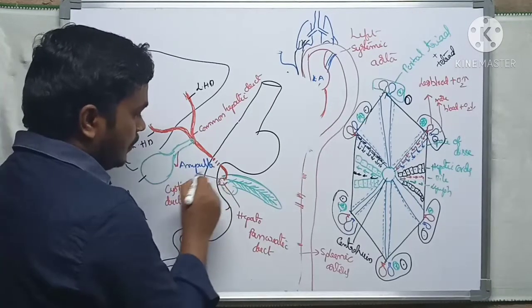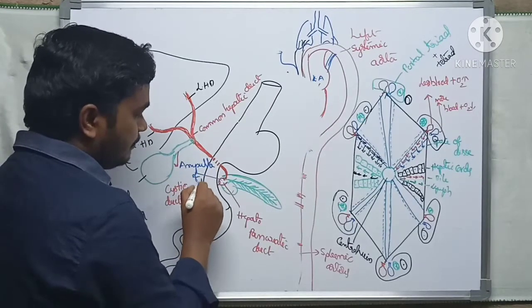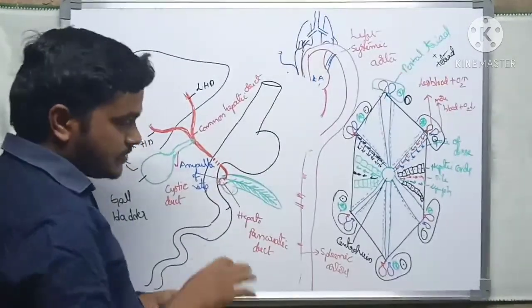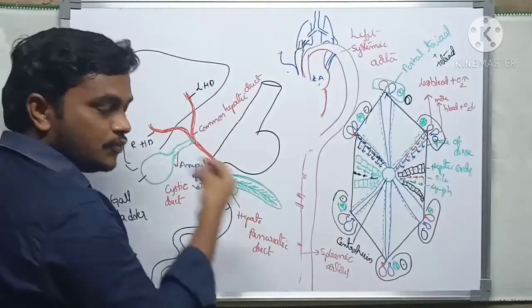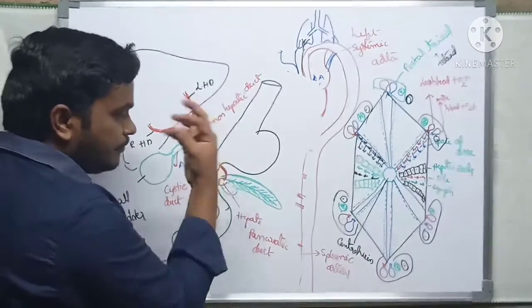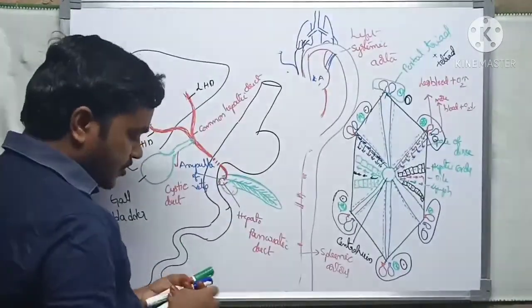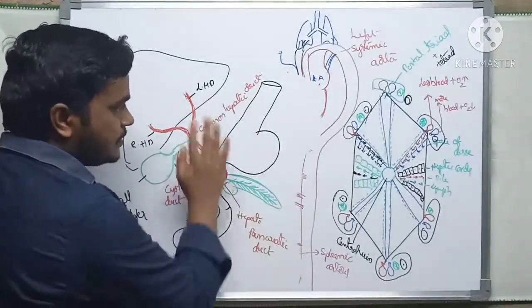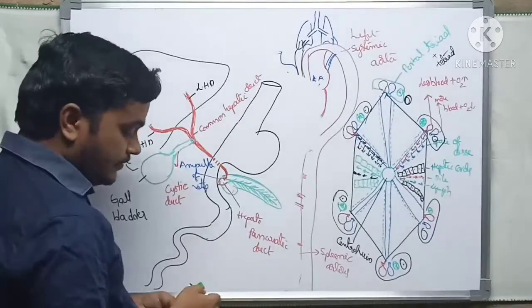Ampulla of Vater. Very, very important for neat diagrammatic representations. They will ask what the ducts are that open into the liver and what the ducts are that open into the duodenum region. So they are asking for a diagrammatic representation.